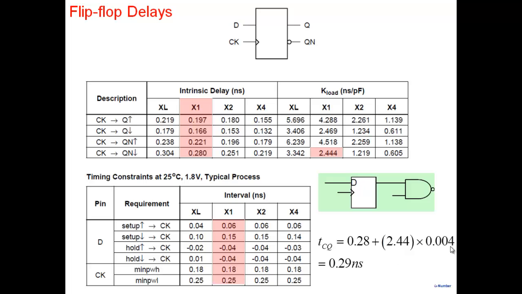Note that the loading is not too much when I have a single NAND gate, but I could have connected 2 NAND gates here, so this factor would become double, or I could connect 4 NAND gates here, so it would become 4 times as much, and then the contribution of the load capacitance may become significant here. So that's one of the delays, the clock to Q delay. There are other delays. One of them is the setup delay, and the other one is the hold delay.